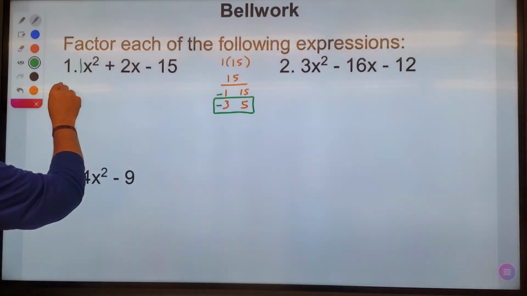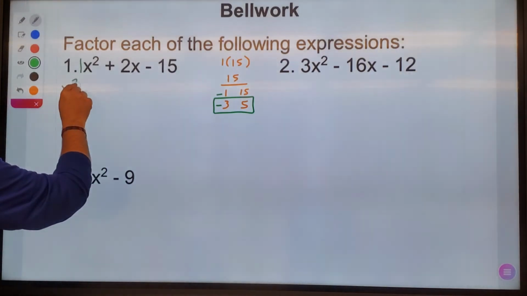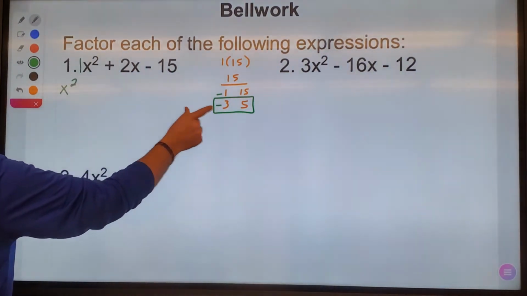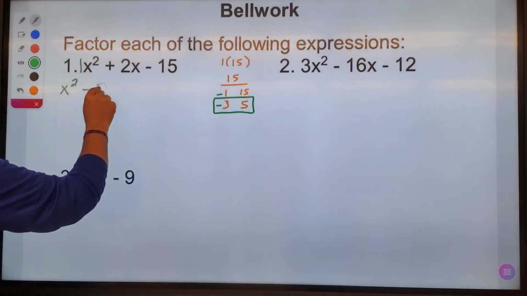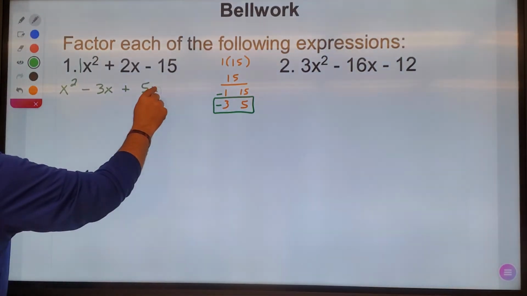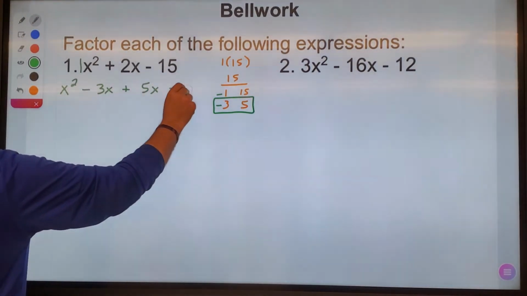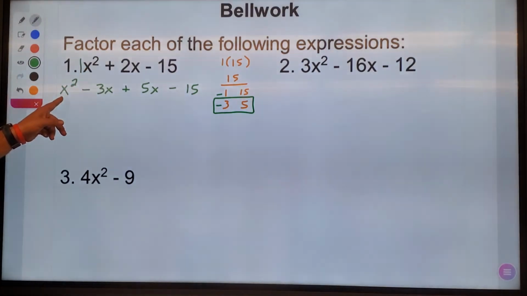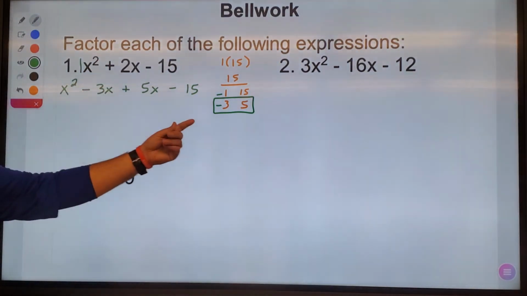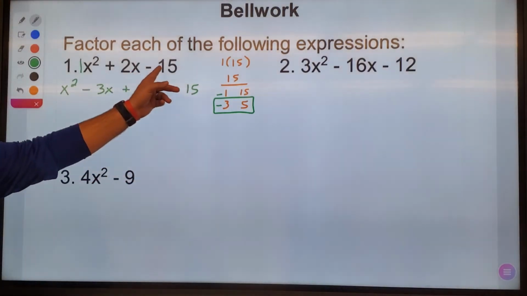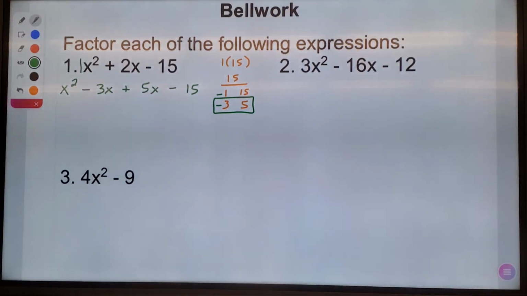Then you're going to break this apart. So x squared stays x squared. This 2x becomes these two factors: minus 3x plus 5x, minus the 15. You'll notice that the first term drops down, the middle term needs to split up into whatever set we find here, and then the last term just drops down.